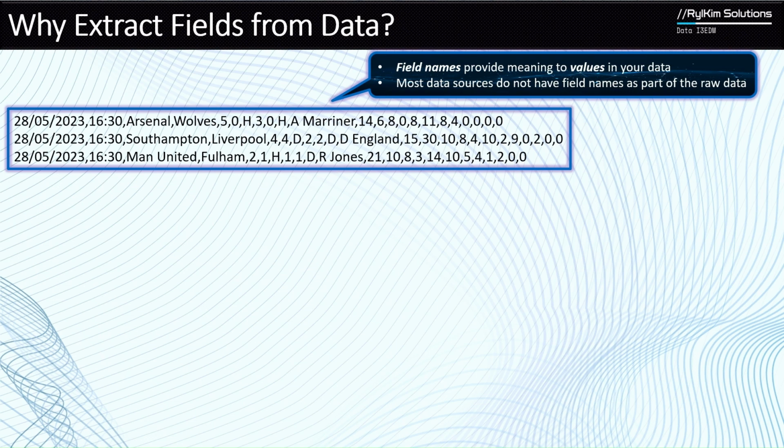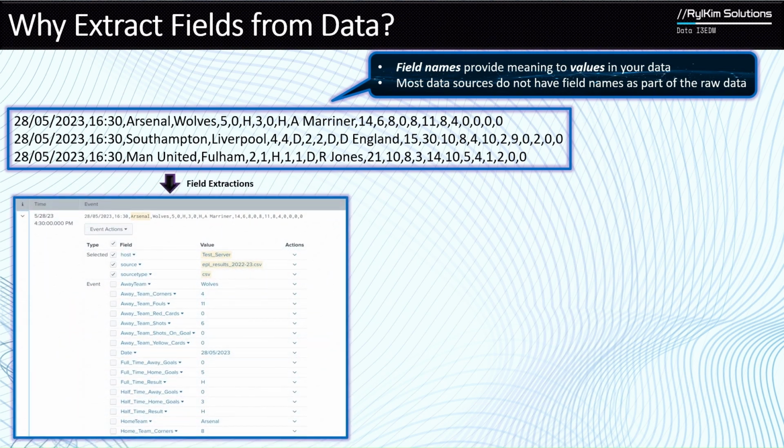But that is not what generally happens in practice. What happens in practice is that you just have this raw information. It could be logs, it could be transaction information, it could be other stuff, but you can't tell what each field value represents until you extract the data. So what happens now is that you have to perform field extractions.